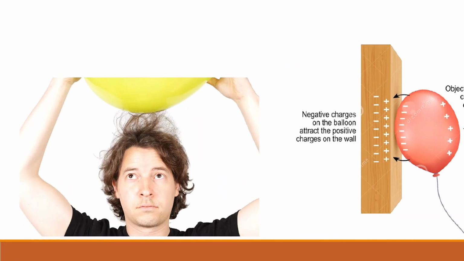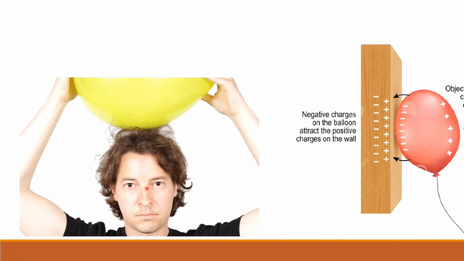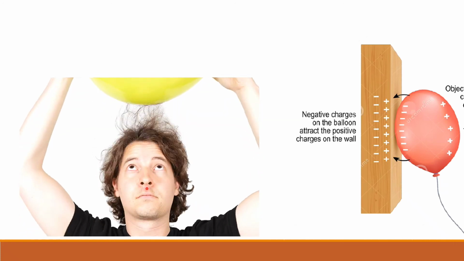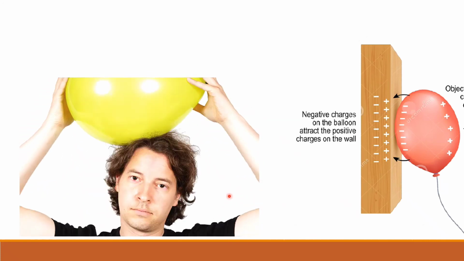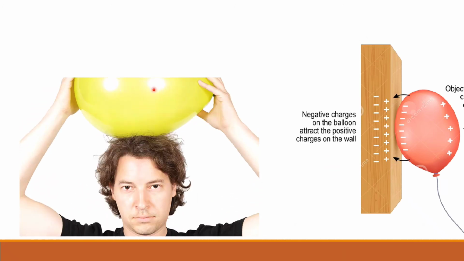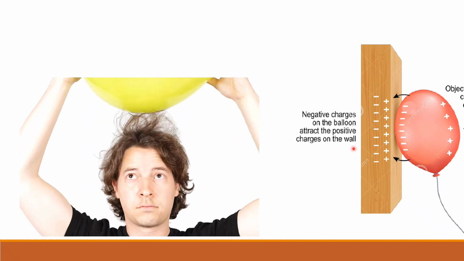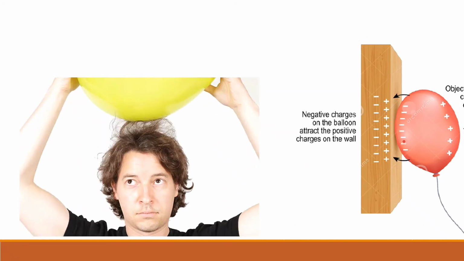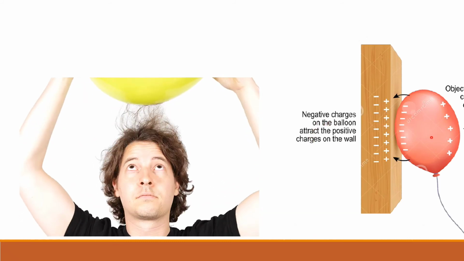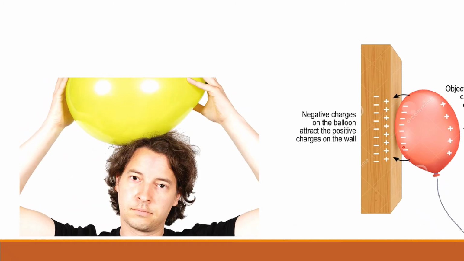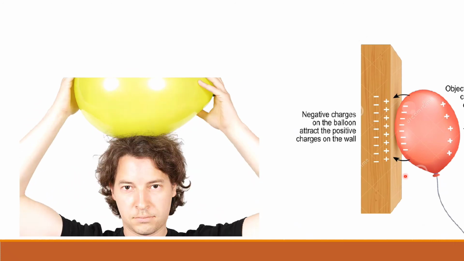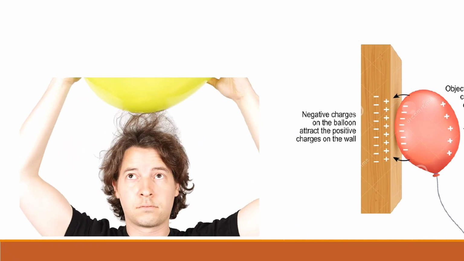Suppose that after this balloon is rubbed against the boy's hair, it is held against the wall. It will be attracted to the wall and stick to it. For example, after rubbing the balloon on your hair, if you put it on the wall, it will stick, because the negative charges on the balloon attract the positive charges on the wall. That is the reason why the balloon sticks to the wall.